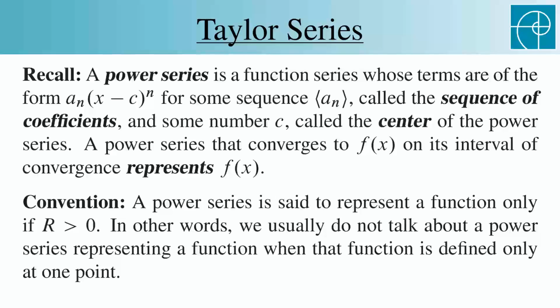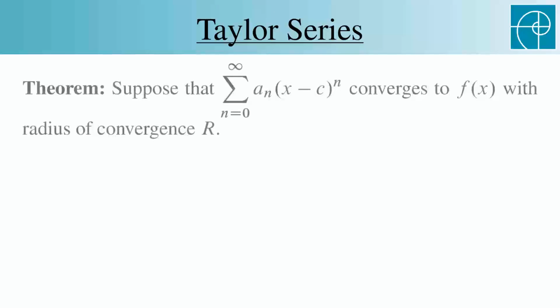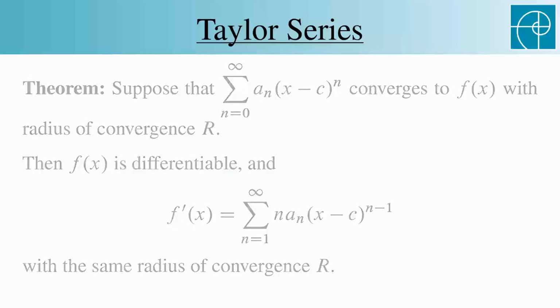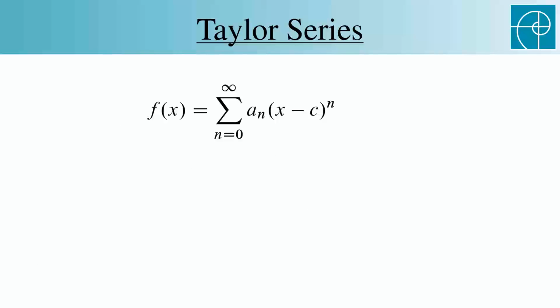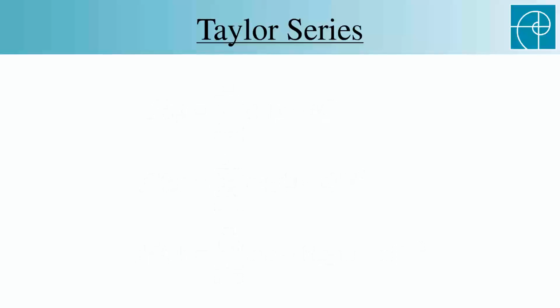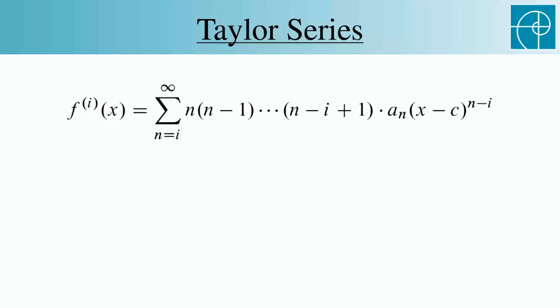Recall also that a function with a power series representation is differentiable, and its derivative is given by this formula. We got this by starting with the series for the original function and then differentiating it term by term using the power rule. We can find the second derivative in the same way to get this formula. In general, the formula for derivative i is this.